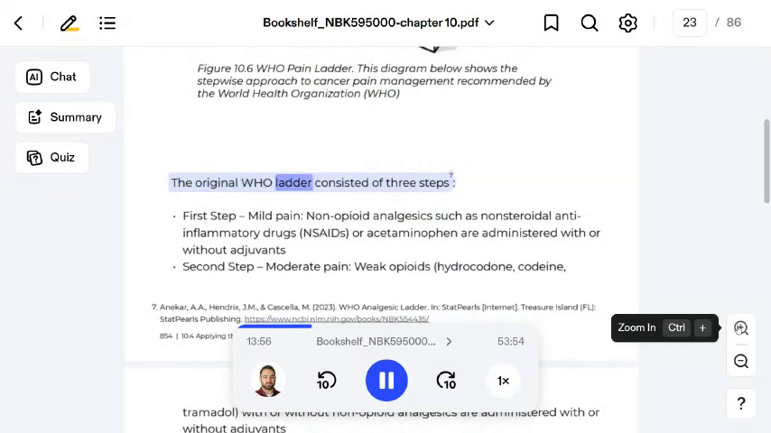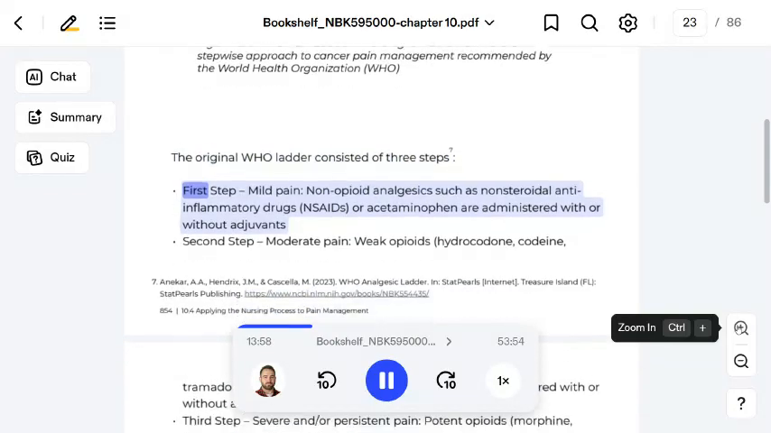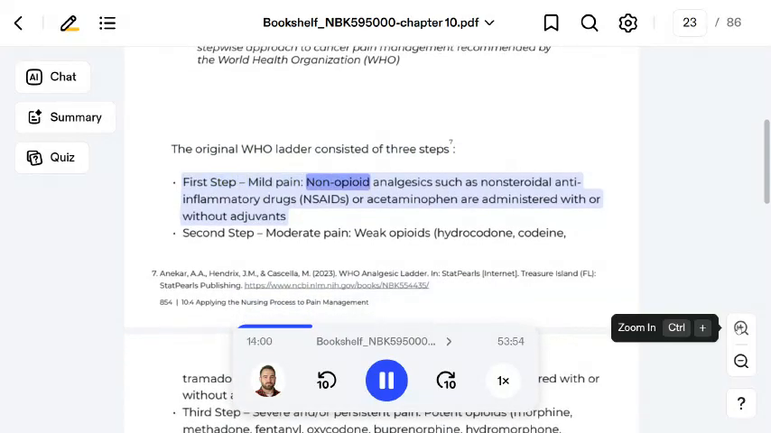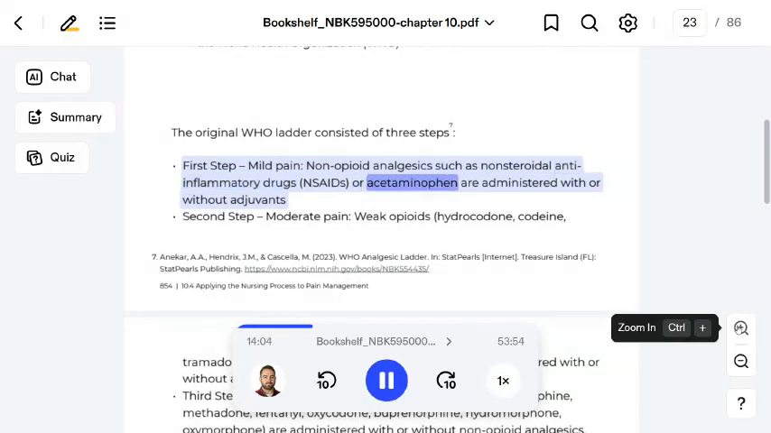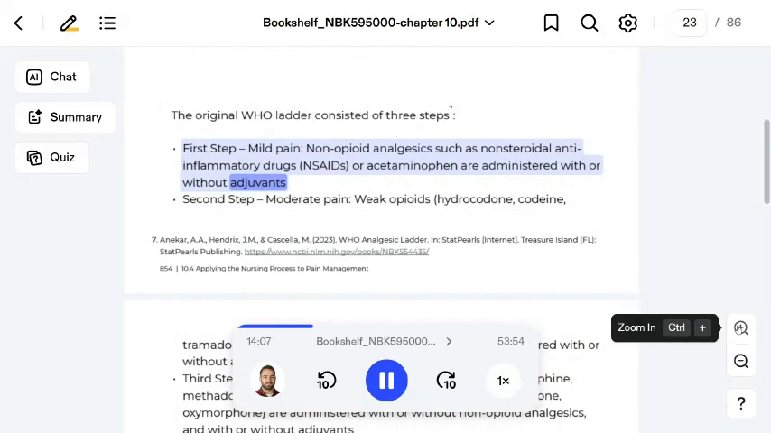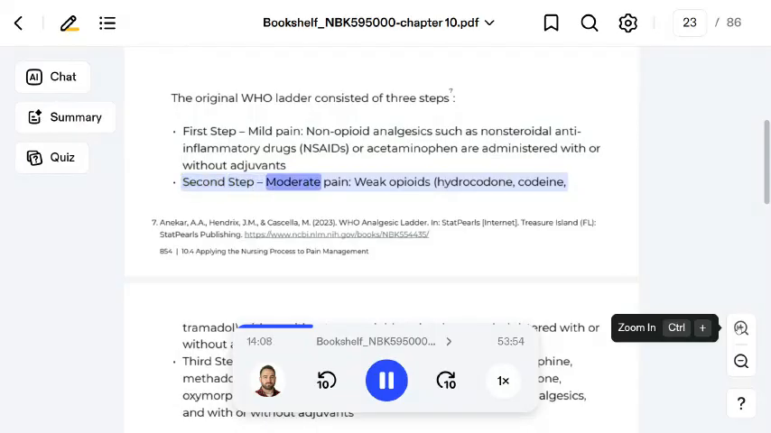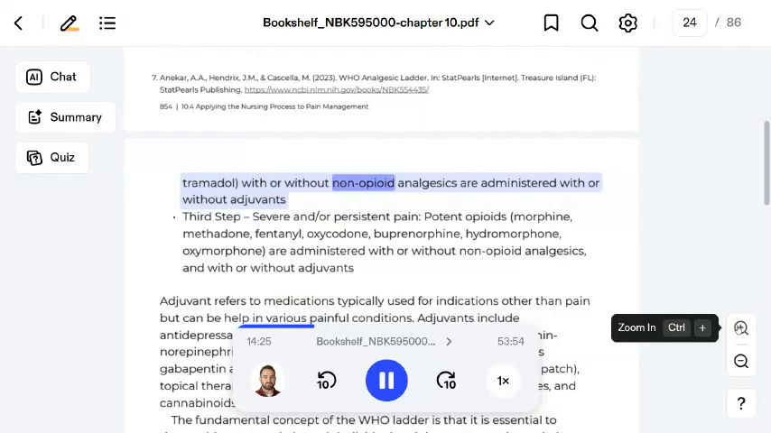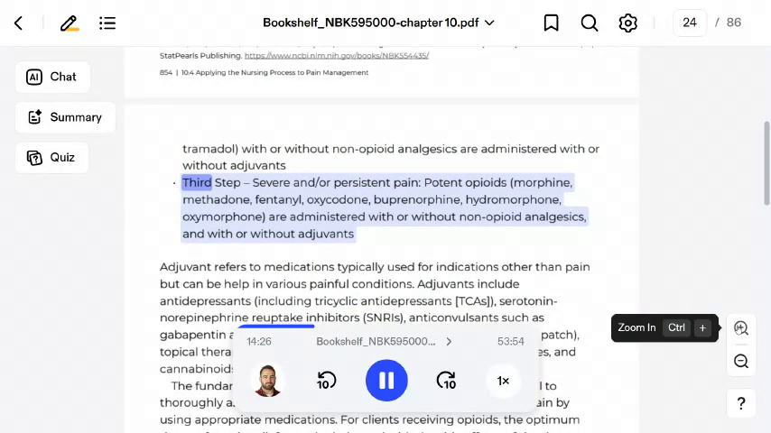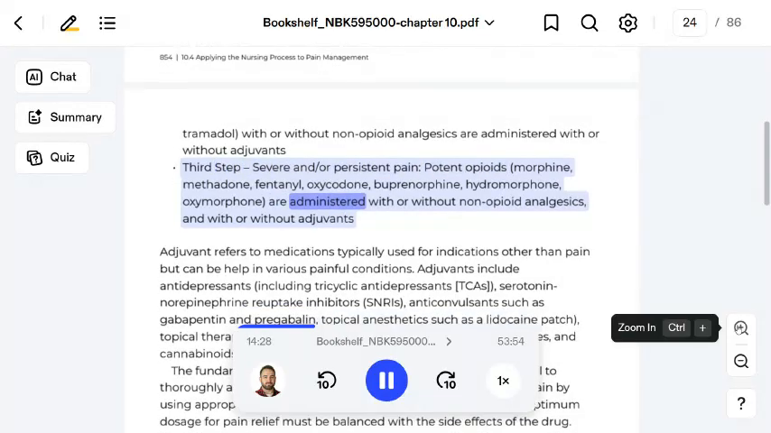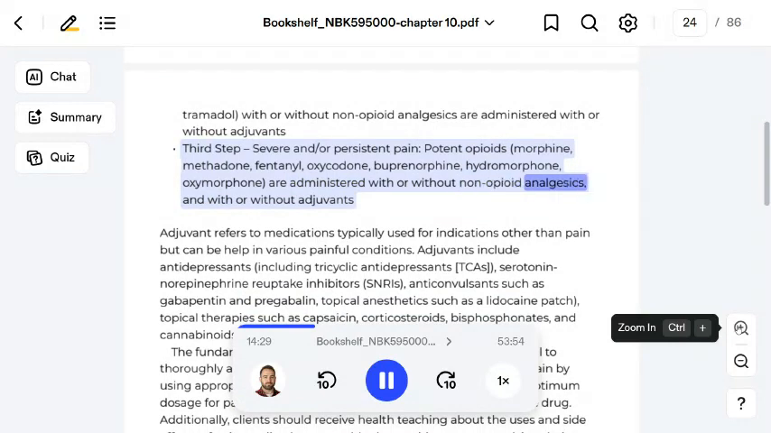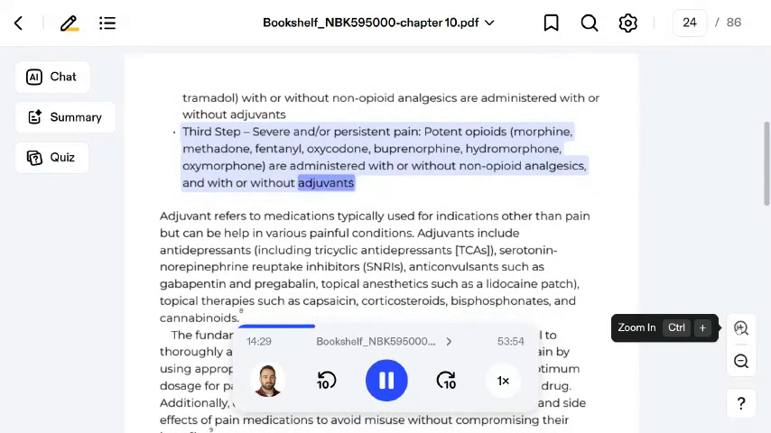The original WHO ladder consisted of 3 steps. First step, mild pain: non-opioid analgesics, such as non-steroidal anti-inflammatory drugs or acetaminophen, are administered with or without adjuvants. Second step, moderate pain: weak opioids, hydrocodone, codeine, tramadol, with or without non-opioid analgesics, are administered with or without adjuvants. Third step, severe and/or persistent pain: potent opioids are administered with or without non-opioid analgesics, and with or without adjuvants.